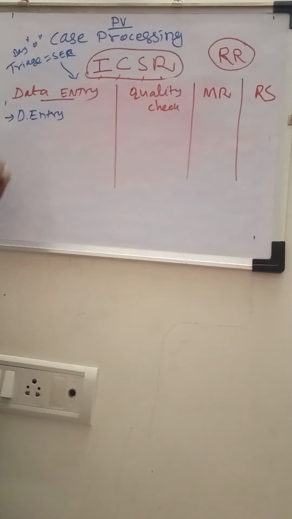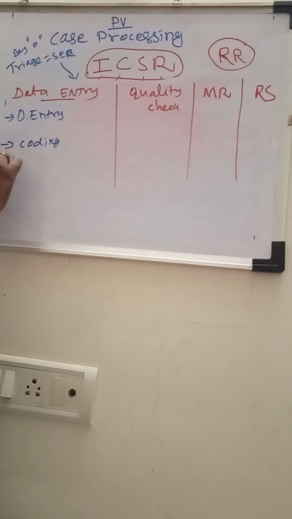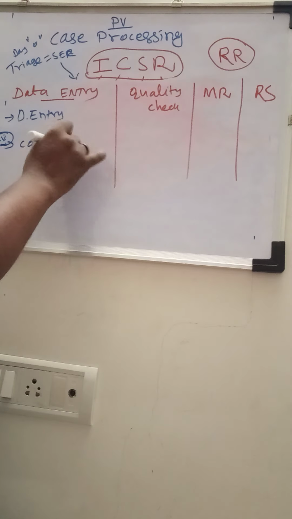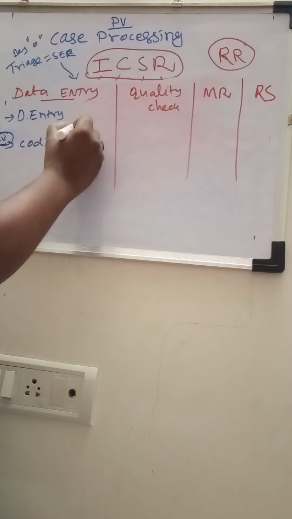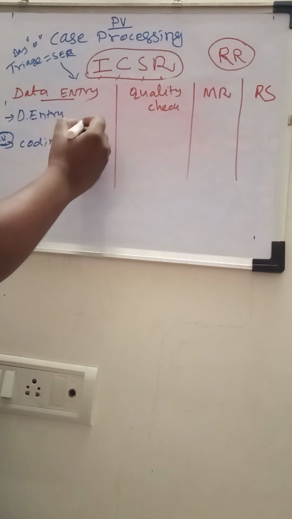The second activity they perform is coding. Coding could be another topic of discussion to be decided later. But for basic fundamental understanding, coding happens in two ways: one is event coding, one is drug coding. Usually the event coding happens by using the MedDRA dictionary.